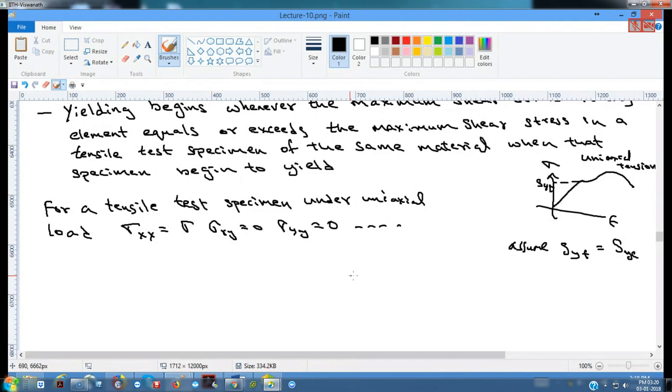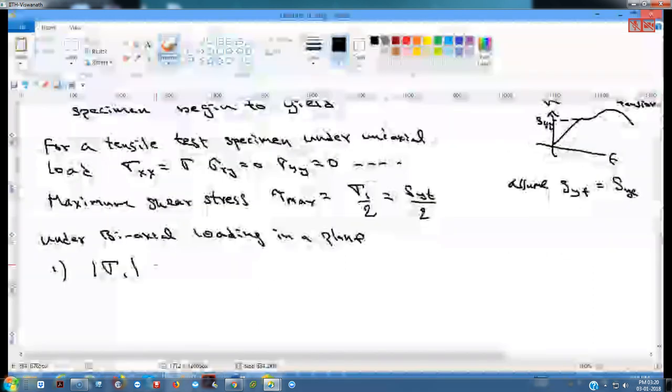Under biaxial loading in a plane, if mod of sigma 1 is less than SYT, mod of sigma 2 is less than SYT, and tau max is less than SYT by 2, then the yielding occurs.